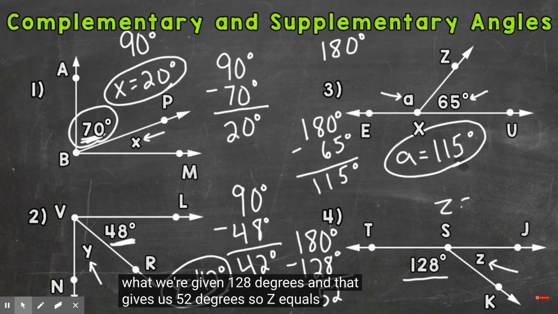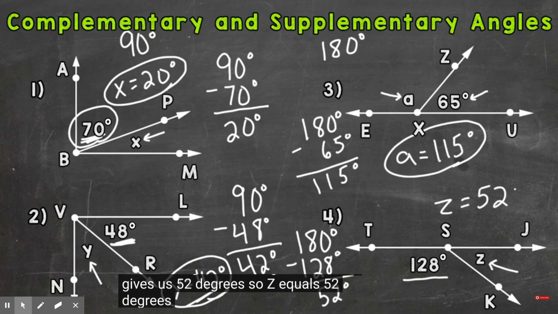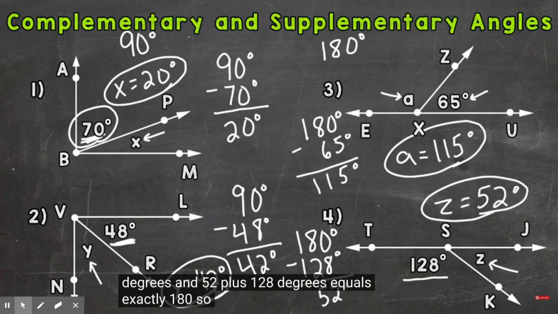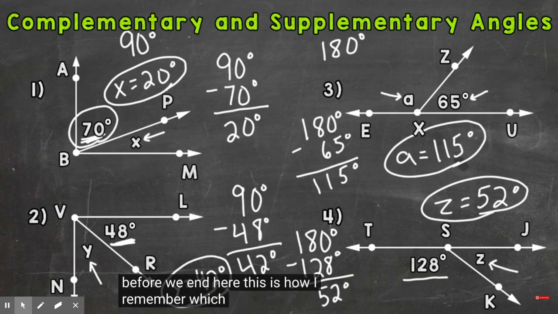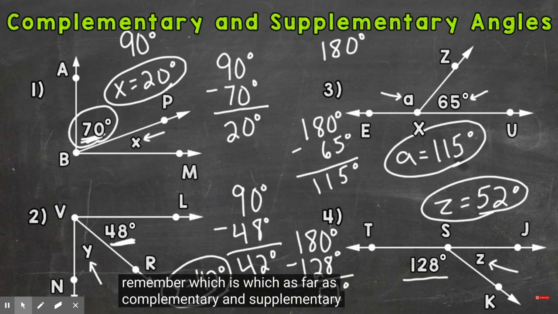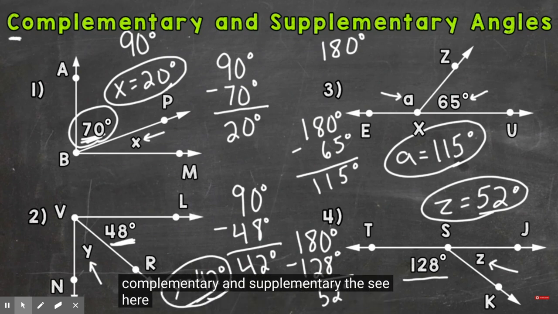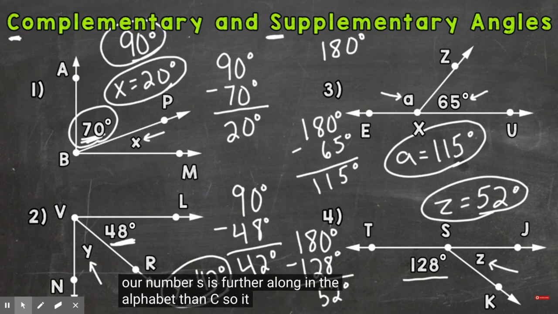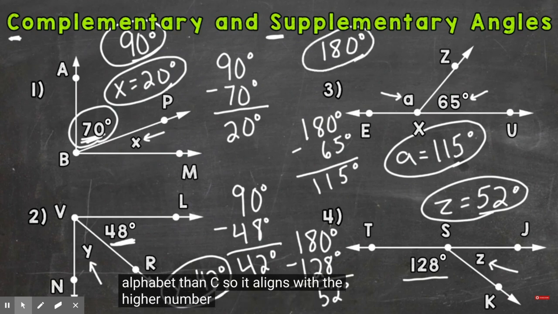So Z equals 52 degrees. And 52 plus 128 degrees equals exactly 180, so they are supplementary. Now, one thing I do want to mention before we end here, this is how I remember which is which as far as complementary and supplementary. The C here is a lower letter in the alphabet, so it aligns with the lower number. S is further along in the alphabet than C, so it aligns with the higher number.